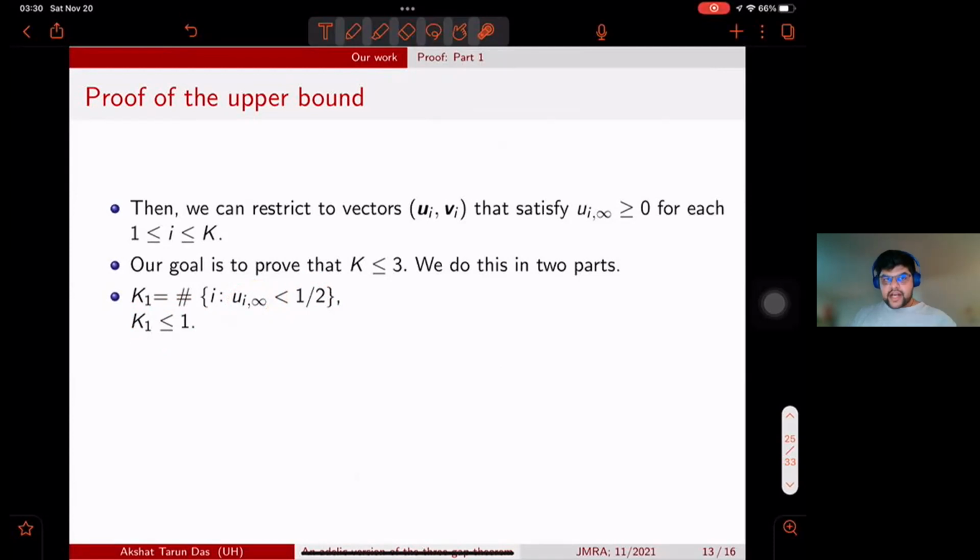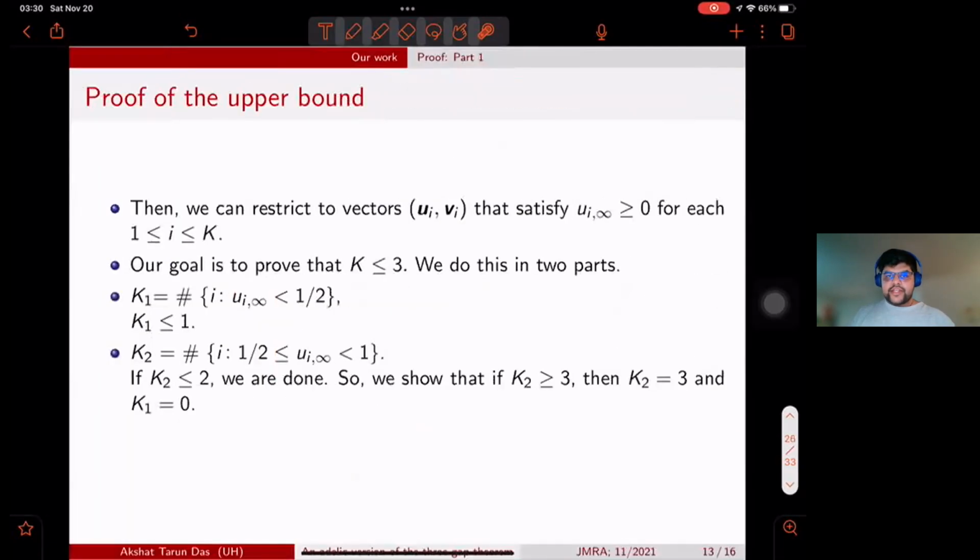Okay, so now the next thing that we do is define K2, which is nothing but the remaining lattice vectors for which the real component of the first component ui is between half and 1. If K2 is less than or equal to 2, then we are done, because K is K1 plus K2, and that gives us that 3 is the upper bound. So what happens if we have the scenario where K2 is 3 or bigger?